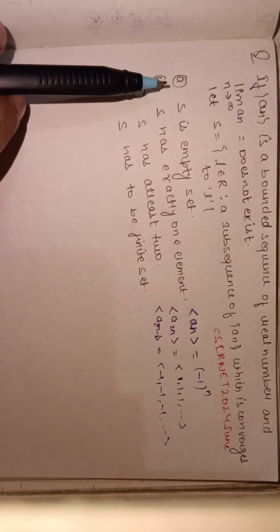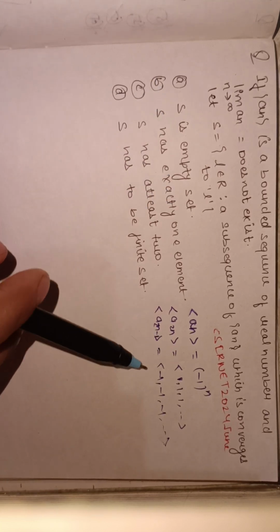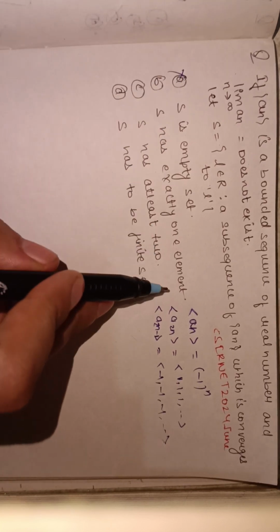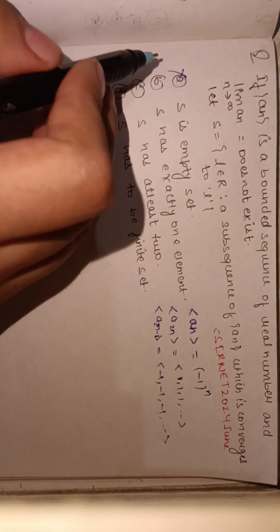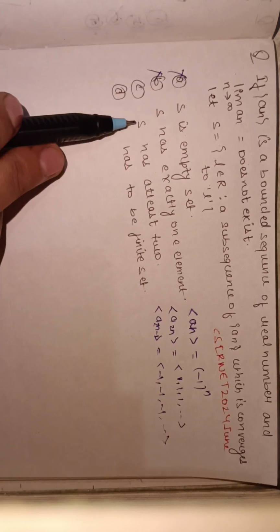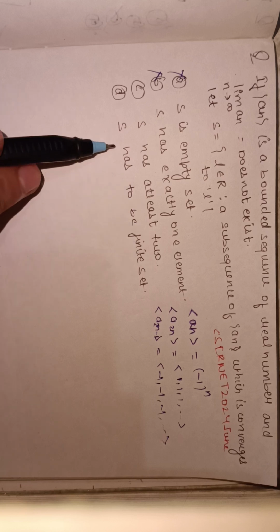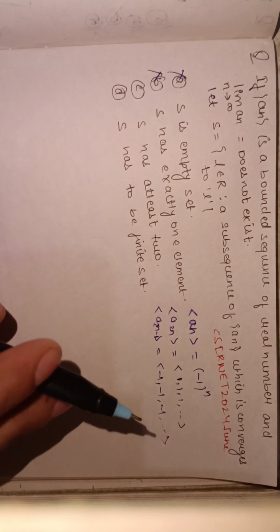Here we see the first option, S is an empty set. No, this is incorrect because we get a set which is not empty. Exactly one element, S has exactly one element? No, we see this has two elements. Now two options are left: S has at least two elements, or S has to be a finite set.